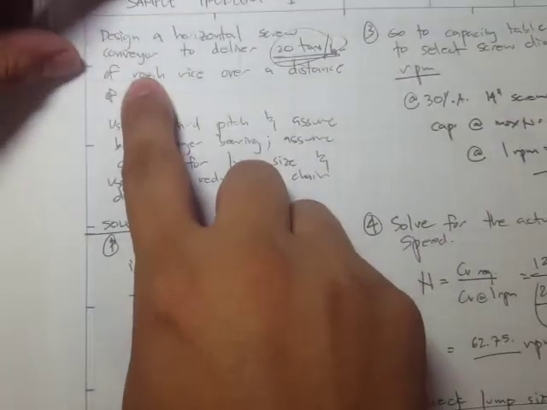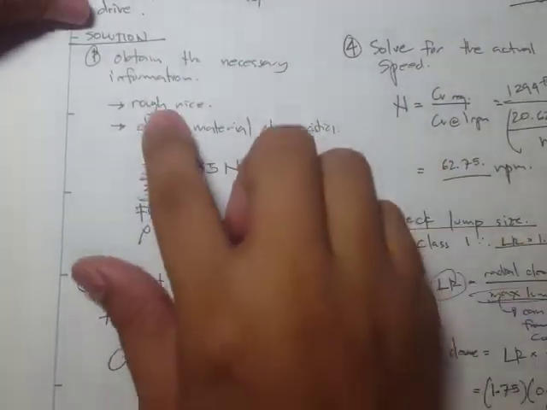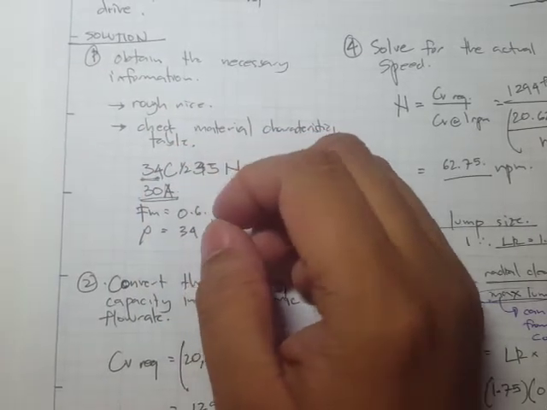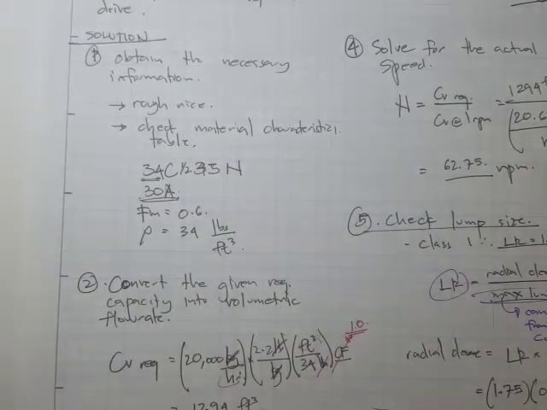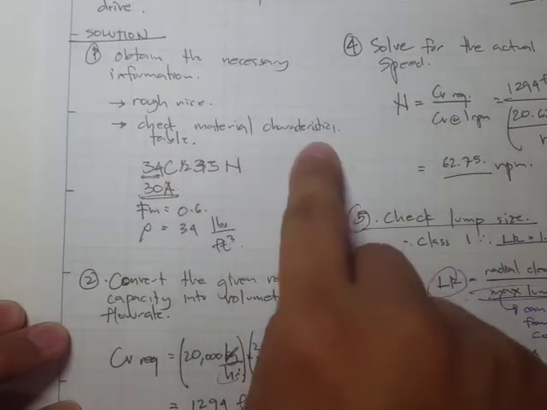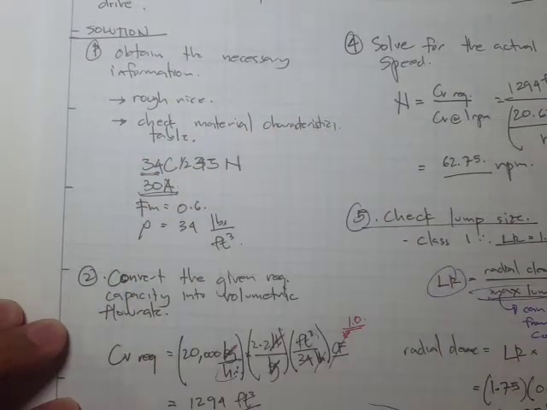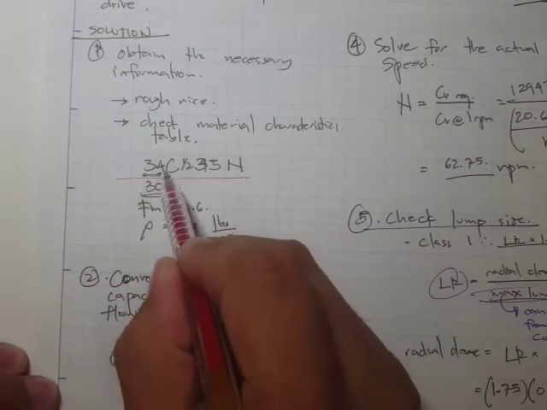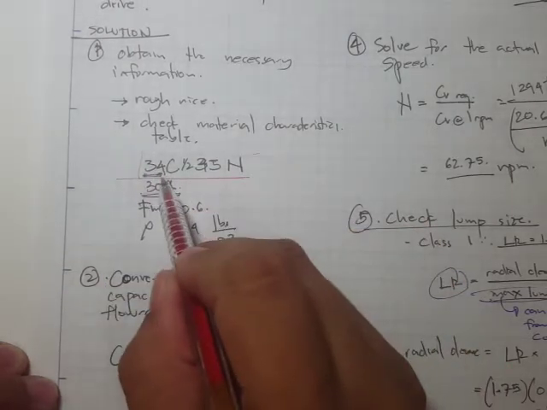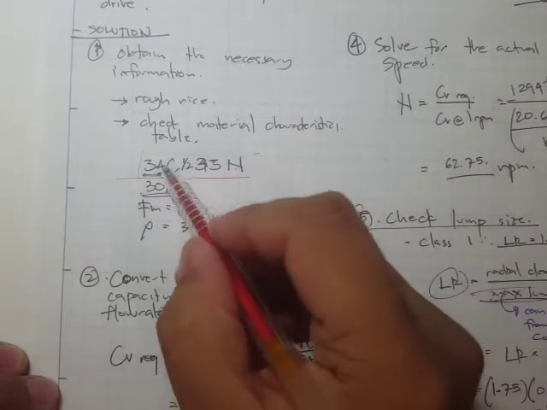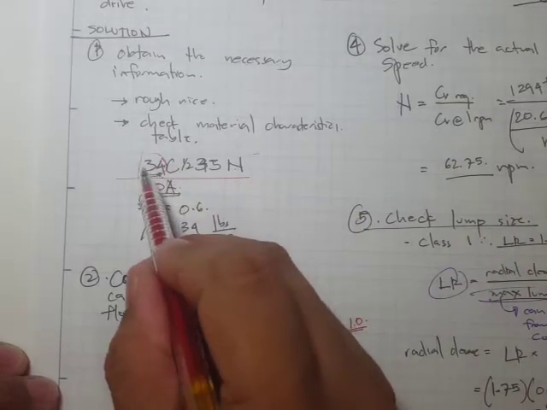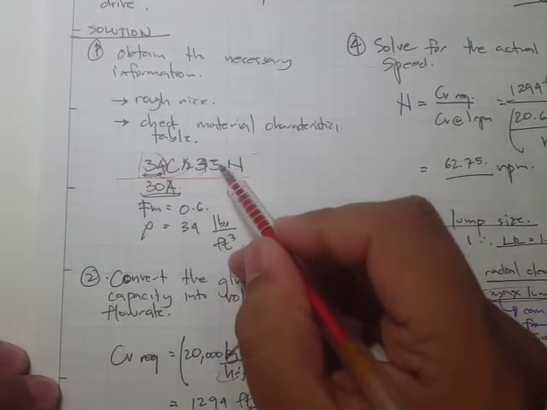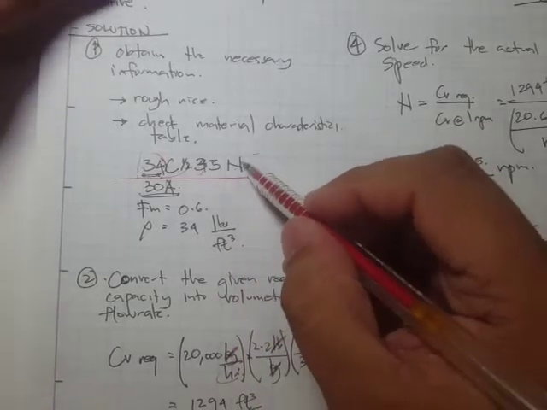Since we know that it's rough rice, we went to the material characteristic table. We checked the material characteristics table, and for the rough rice, we found out that the material code is 34 C1 half 35N. So 34 corresponds to the material density. This one is the size and the flowability, I guess, and this one is abrasiveness, and this one is the other properties.